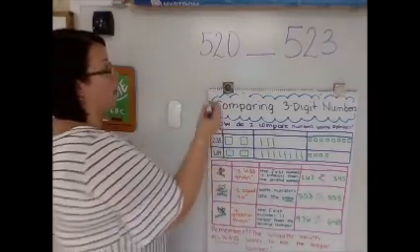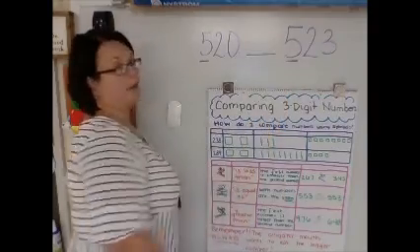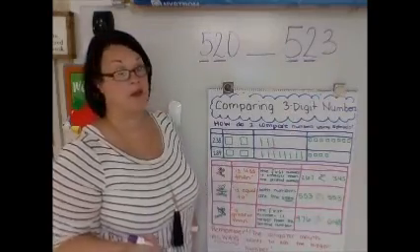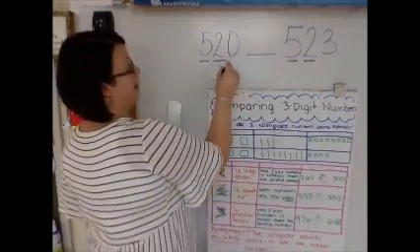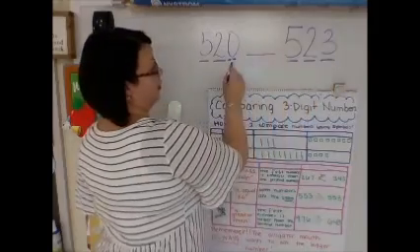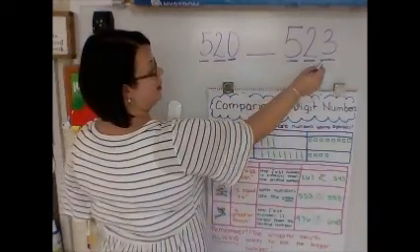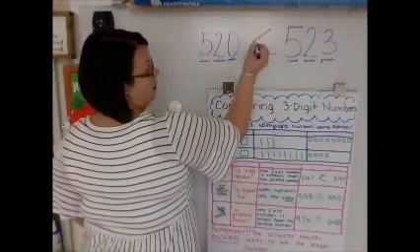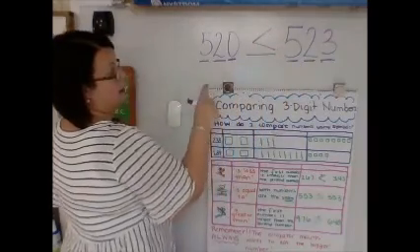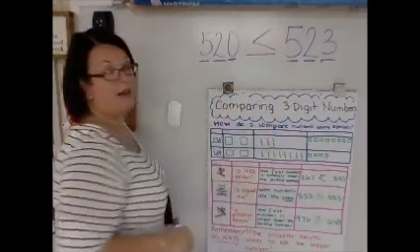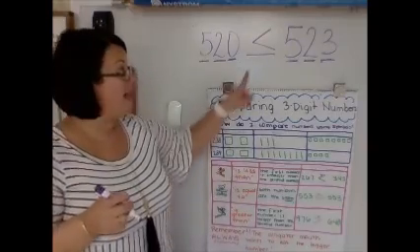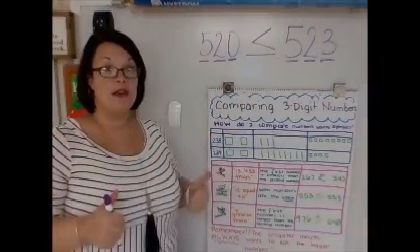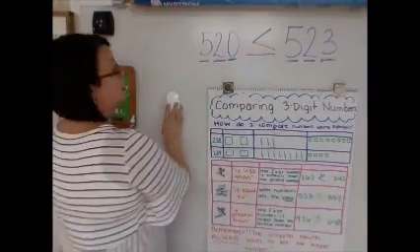Okay, if you did this, you'd look at the hundreds place first. Oh, they're both 5s. So that means we need to keep going. Tens place next. Uh-oh, they're both 2s. So that means we're looking finally at the ones place, and I'm looking at 0 and 3. So I know that this number is greater. That means I need this symbol. Open mouth is going towards the bigger number. 520 is less than 523. If you got that same symbol with the open mouth going towards 523, you did a great job. Last one, I want you to practice with me.